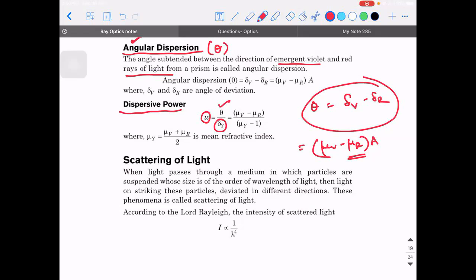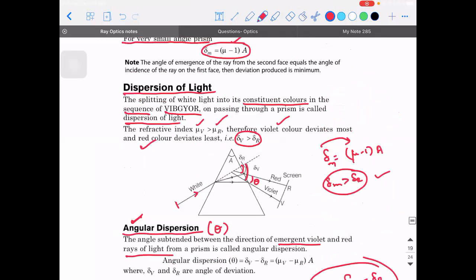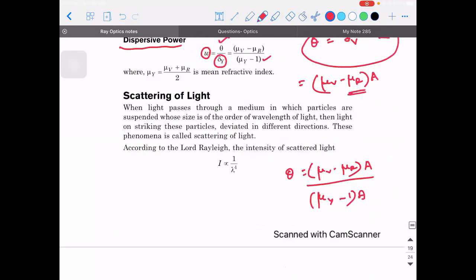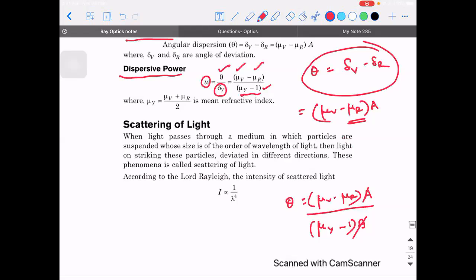So theta is (mu V minus mu R). Here we are considering a small prism for the sake of calculation. So (mu V minus mu R) into A divided by delta Y, which is equal to (mu Y minus 1) into A. I'm using this formula again and again. A and A will get cancelled. So what is it that you're left with? (mu V minus mu R) divided by (mu Y minus 1).